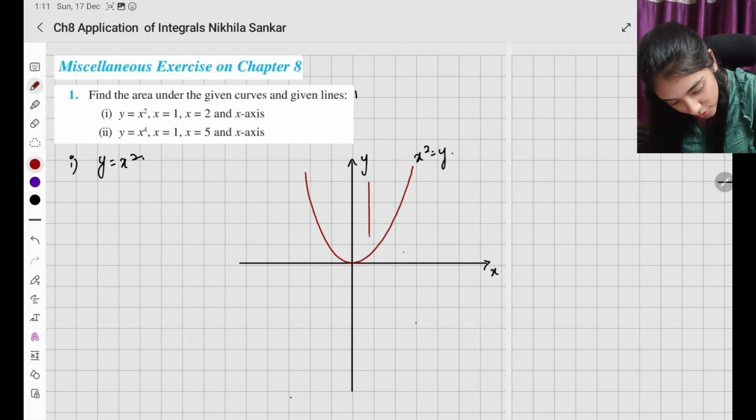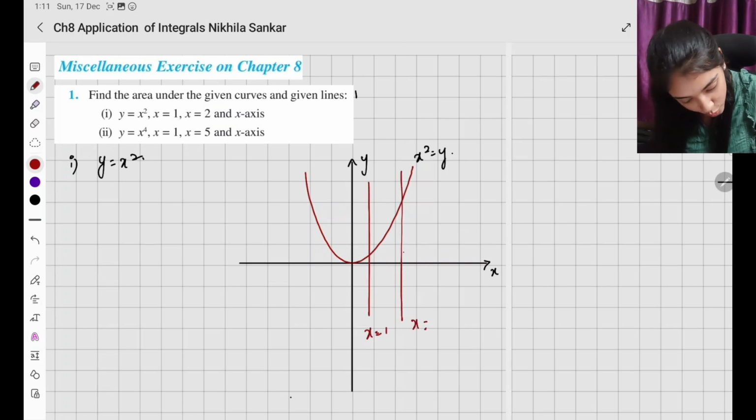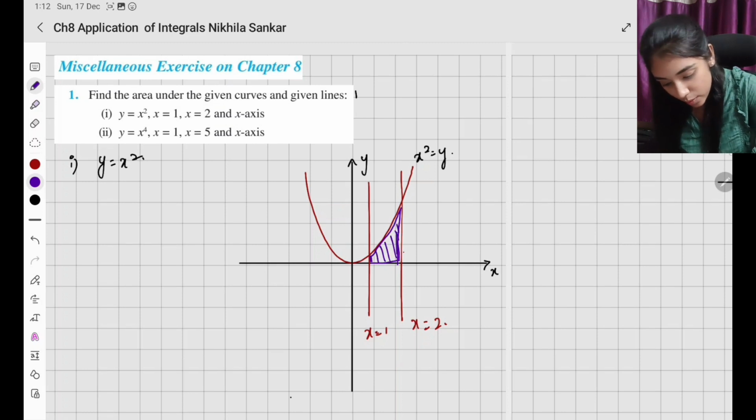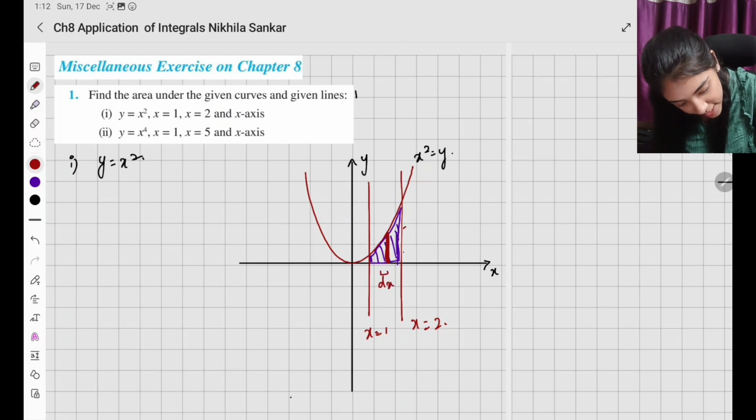Let this be x equals 1 and x is equal to 2. So let's take x equal to 2. What is my shaded region? It is going to be from here until here. Correct? So this is going to be my shaded region. Now I am going to take a thin strip. This is my thin strip, this is going to be dx and this is going to be y.